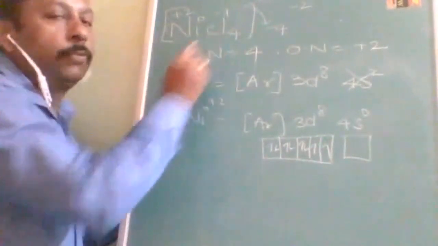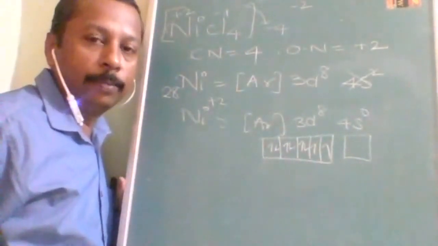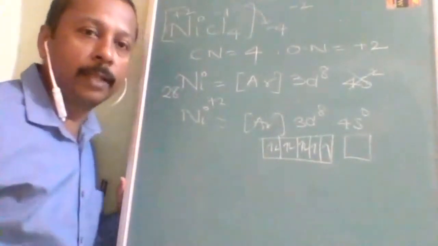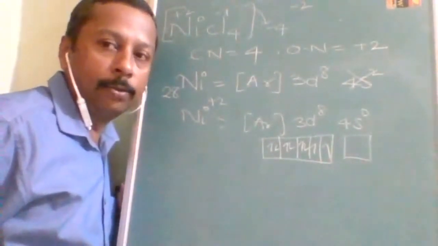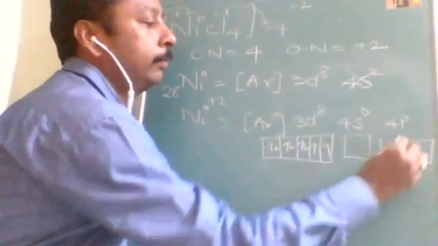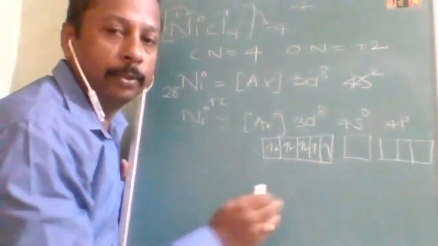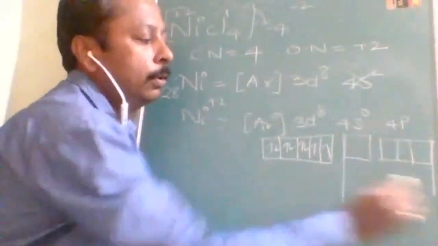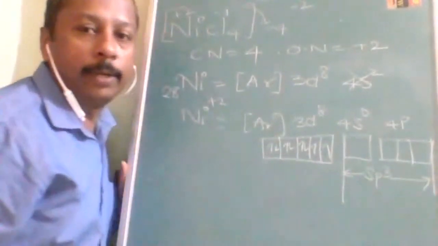Now, here 4 chloride ions are there. They are ready to give you, offering their lone pairs of electrons. Now it's your duty to accommodate them. You should provide them a place to allocate the lone pair. Normally we will use 4s and 4p. So how many are coming? 4 are coming, so we should give 4 places. We count them: 1, 2, 3, 4. That means the hybridization is going to be sp3.